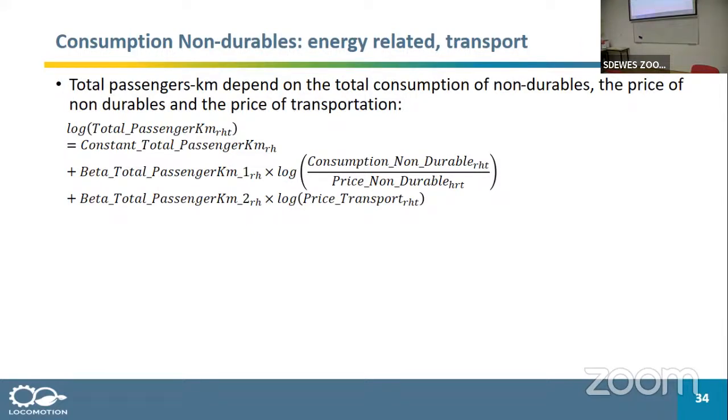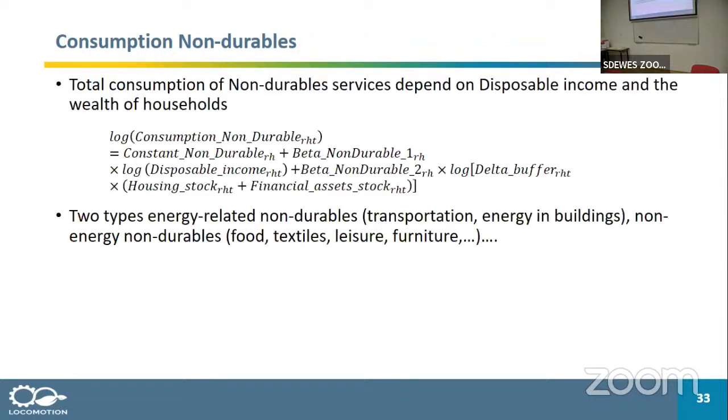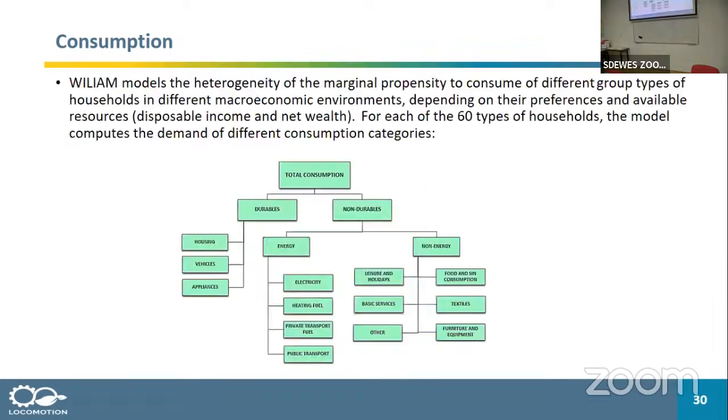This is relevant, the 6 non-durable, non-energy related. The 6 you almost mentioned for the previous one. You said that there are 6 non-durables. Yes. Textiles, leisure, furniture, and more services. You have food and drink consumption, tobacco, alcohol, and those things. Leisure and holidays, textiles, basic services, health, education, these things, financial services, furniture and equipment, and other. These are the 6 categories that we have.